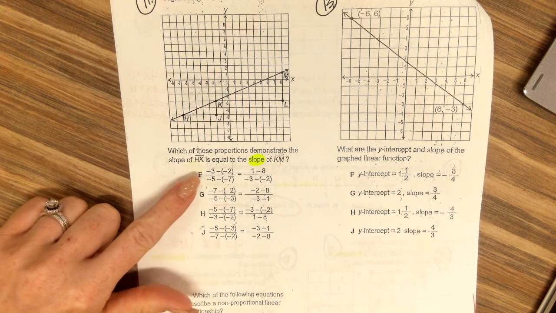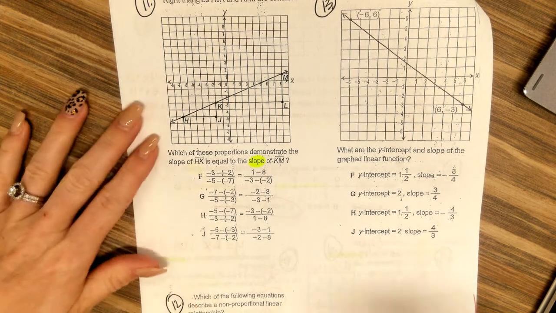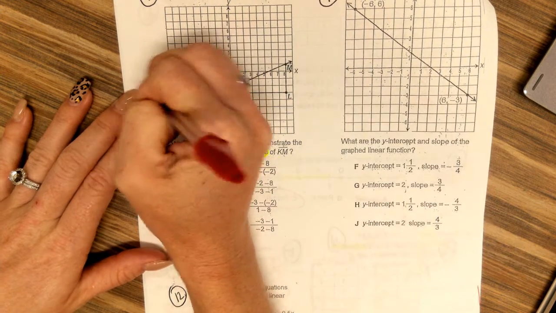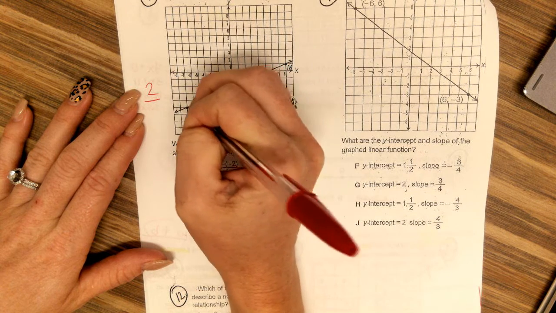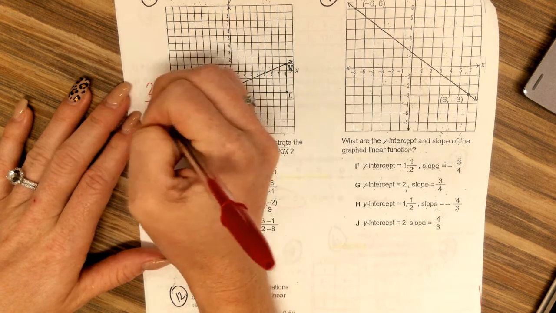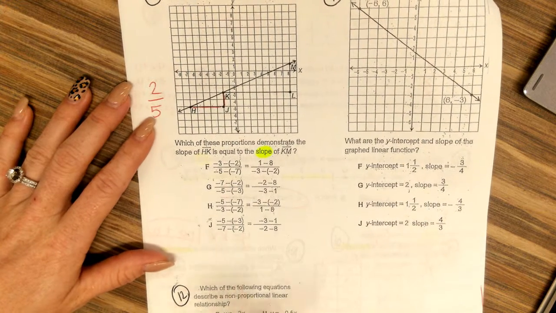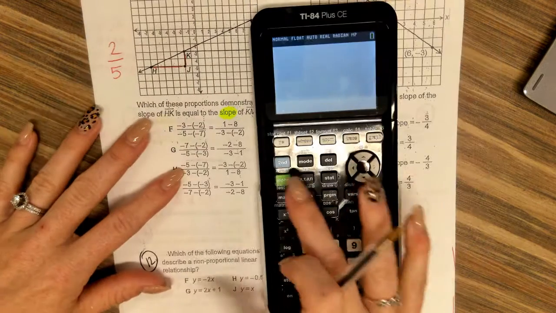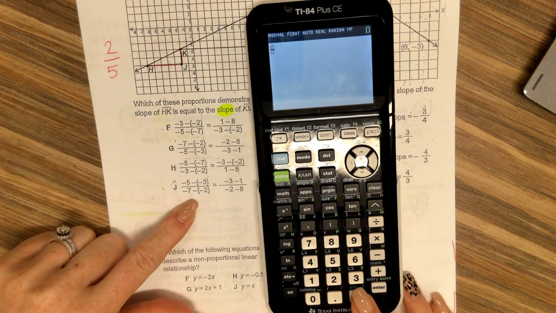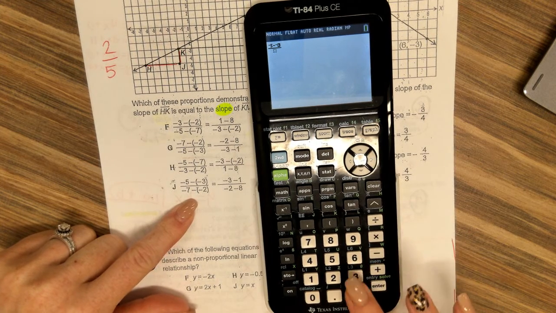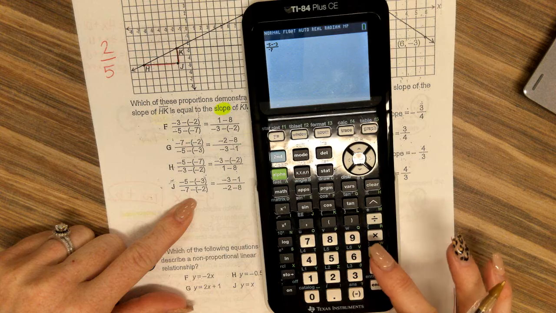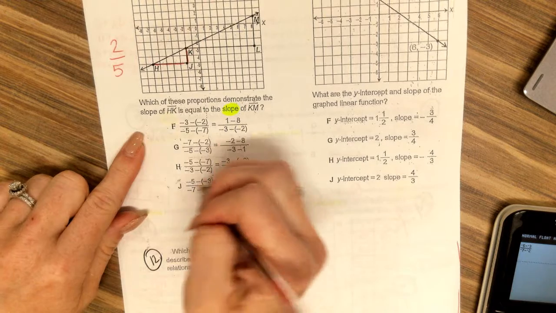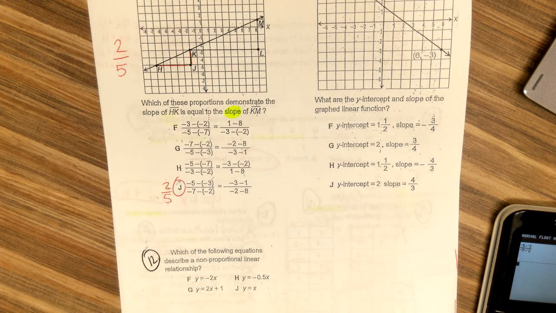All right, so you should have found the slope by doing rise over run. What was your rise? 2. What was your run? 5. Was it positive or negative? And which answer choice did y'all find that matched? Which one? J. Okay, I'm going to try J. So I put in alpha y equals -5 minus -3 over -7 minus -2. And he is correct. That matched. It was 2/5. So the answer was J.